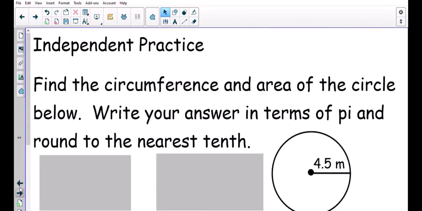All right, let's give you a chance to try one of these on your own. Go ahead and pause the video. Try this problem, finding both the circumference and area, writing your answer in terms of pi, meaning you have a number times pi, and rounded to the nearest tenth.